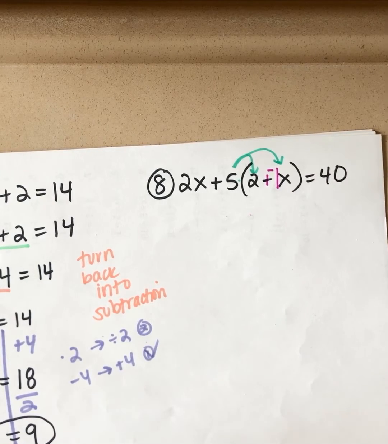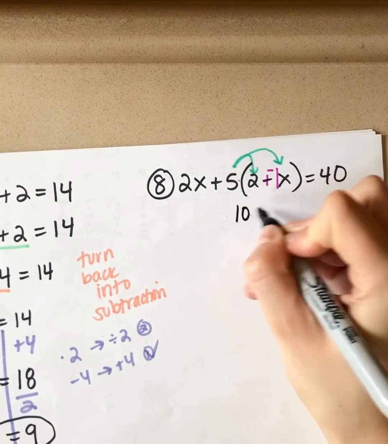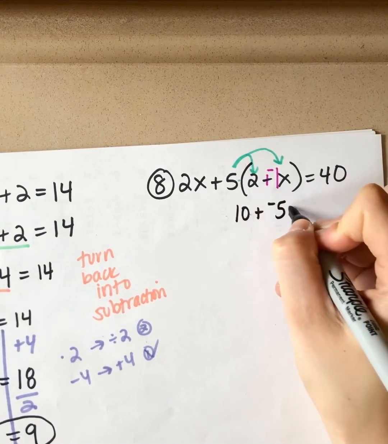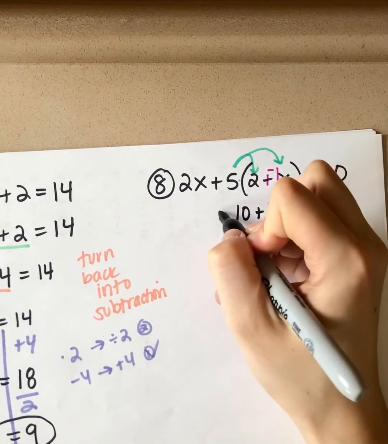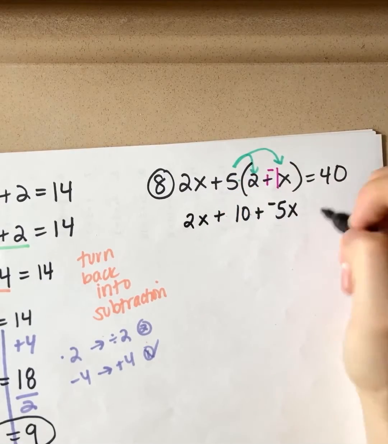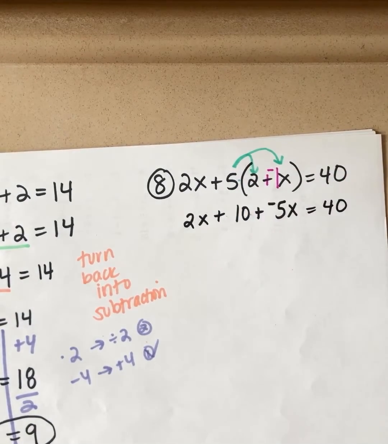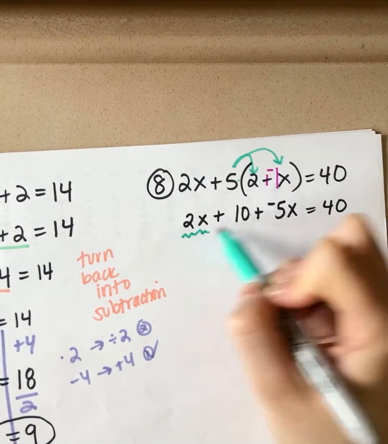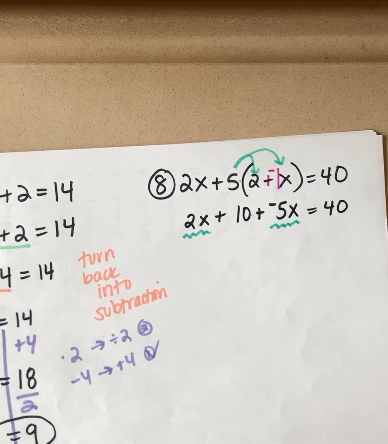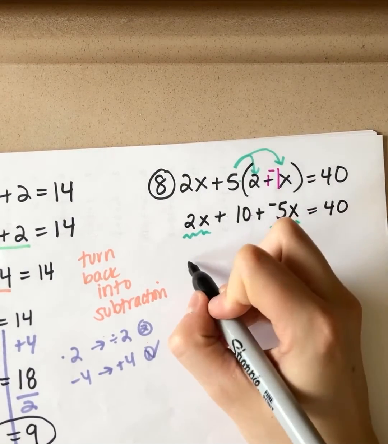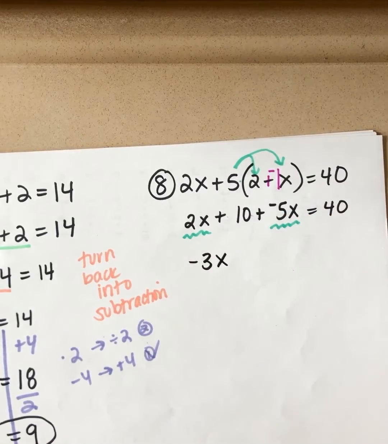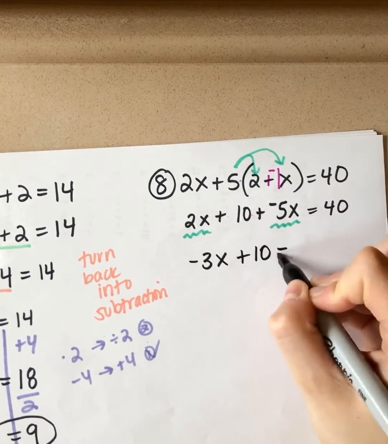I will get 10 plus negative 5x. I need to still add on my 2x, and that equals 40. Once I've done that, I see it doesn't look exactly like I want, so I'm going to see if there are like terms to combine, and there they are, 2x and negative 5x. Well, 2x and negative 5x, there's a battle, the negatives win, and 3 are left, so negative 3x plus 10 is 40.